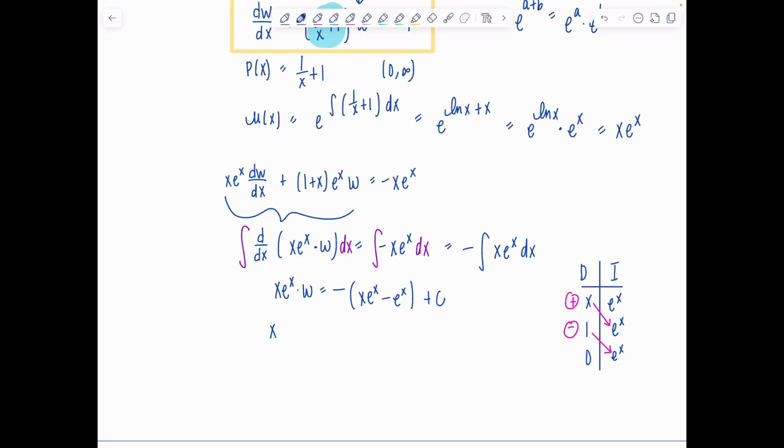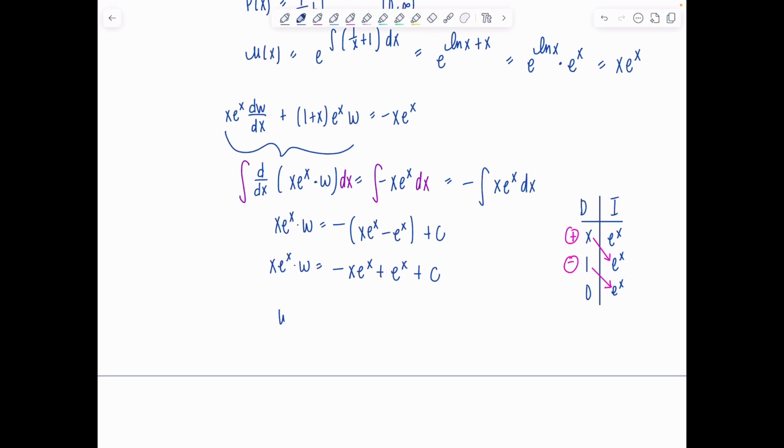Okay, so I'm left with x e to the x times w equals negative x e to the x plus e to the x plus c. So I want to isolate w first. Let's divide by x e to the x. So w would be negative 1 plus 1 over x. You know what? Let me keep everybody together. I have a feeling I know where this is going. Negative x e to the x plus e to the x plus c, all over x e to the x. You want to know why I didn't split it up? Because I said I have to go back and solve for y.